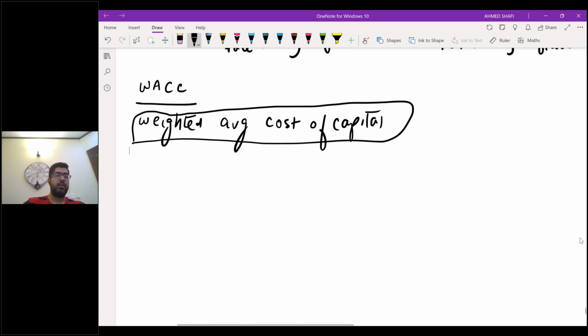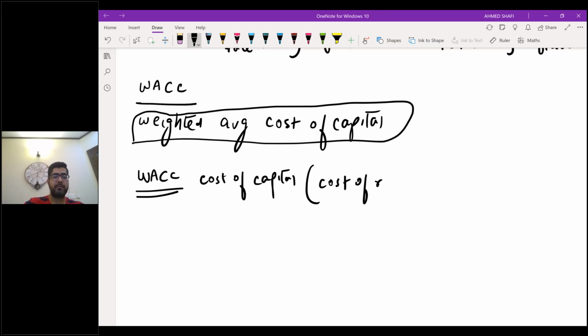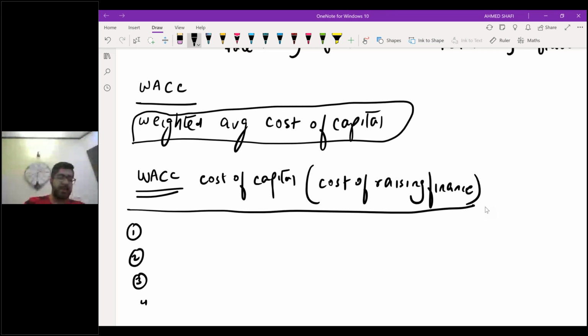When we talk about WACC, or weighted average cost of capital, it's basically the cost of capital, the cost of raising finance. It is believed that a company usually raises finance from four sources. Either it raises finance from equity, ordinary shares. Remember, equity doesn't mean preference shares. Equity only means ordinary shares.